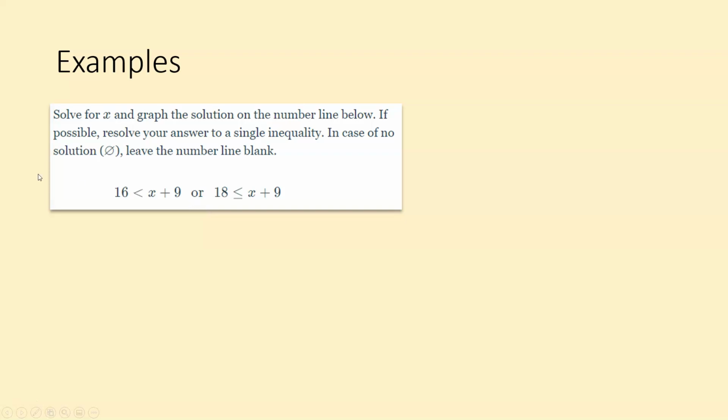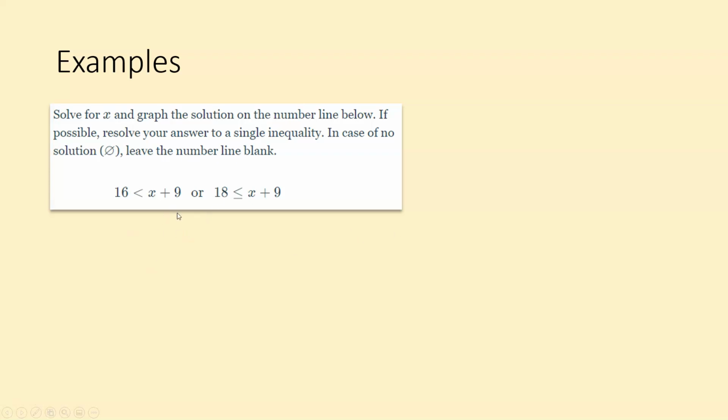So here's an "or" type. Solve for x and graph the solution on the number line below. If possible, resolve your answer to a single inequality. In case of no solution, you would use the empty set symbol, meaning no solution, and then leave the number line blank. So let's go ahead and take a look at this.